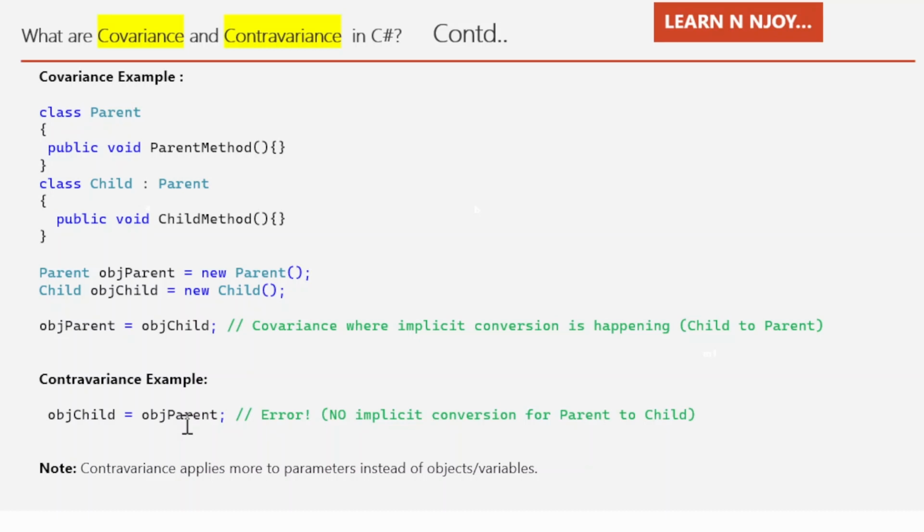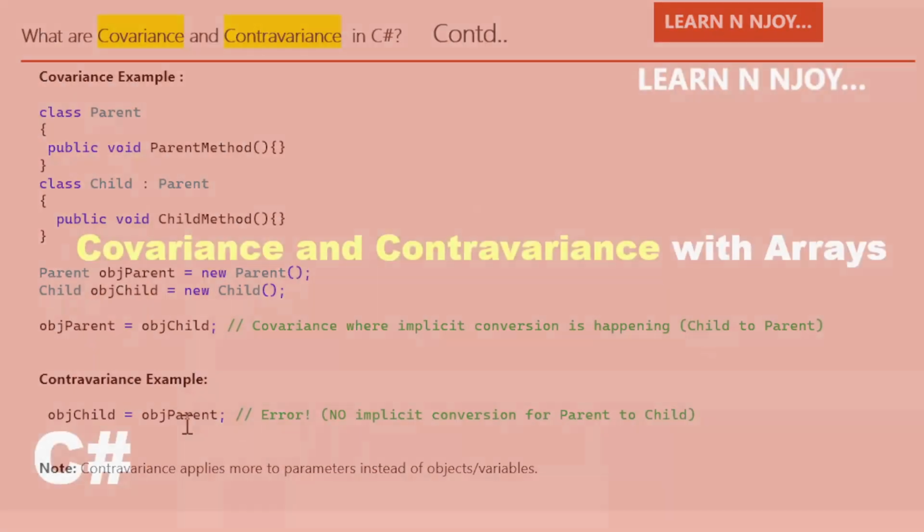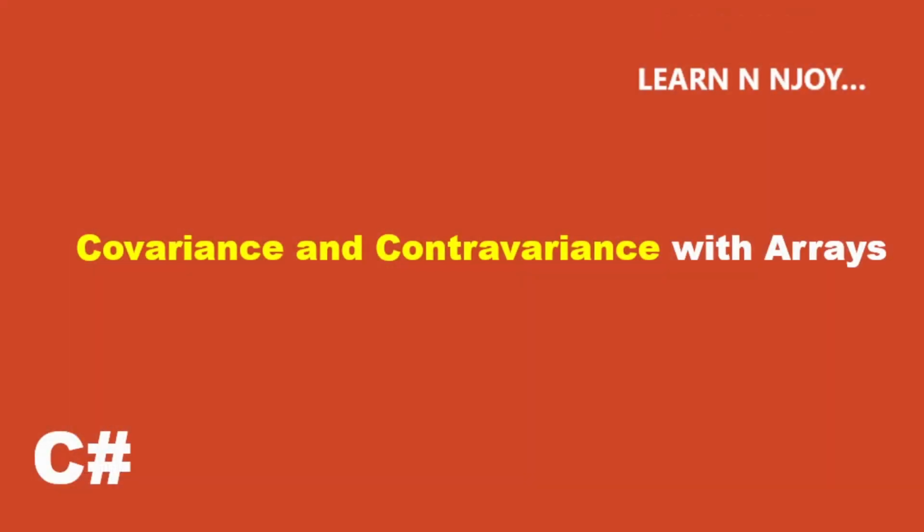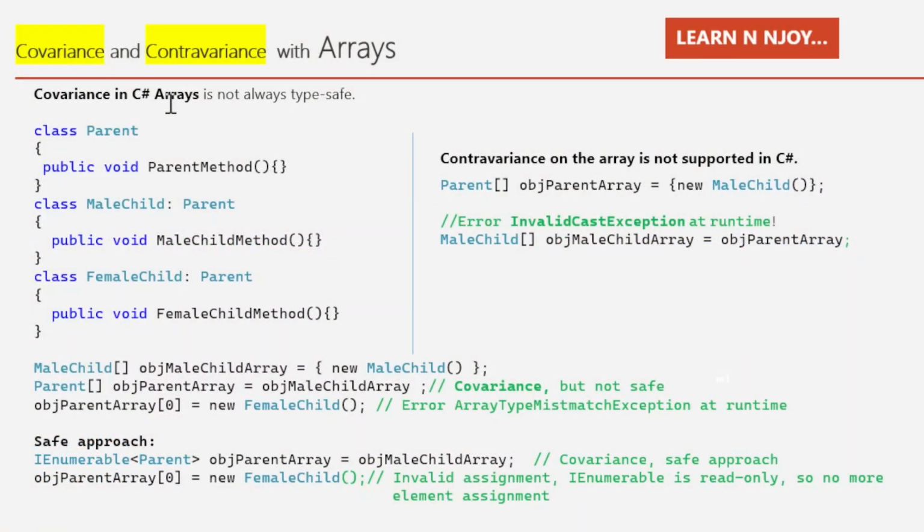Okay, now we'll see the covariance and contravariance concept with arrays, delegates and generics one by one and take a deep dive into it. Covariance and contravariance with arrays. Covariance in C# arrays is not always type safe. So let's try to understand covariance with C# arrays from the example shown over here.